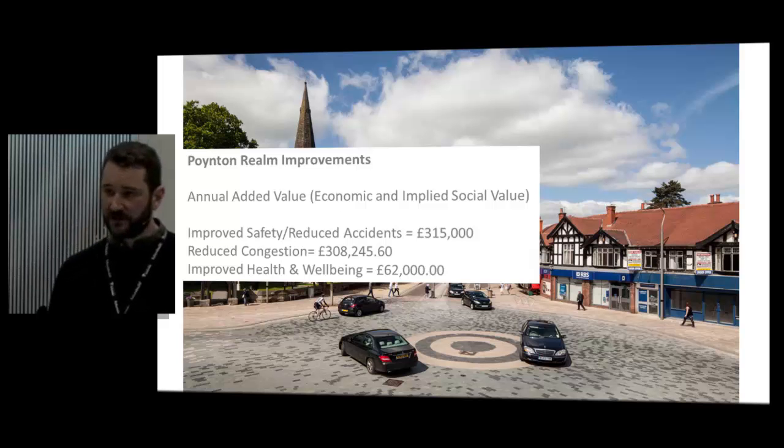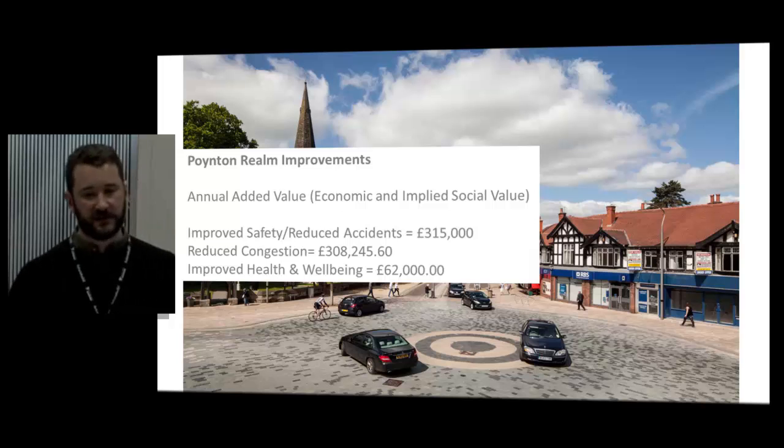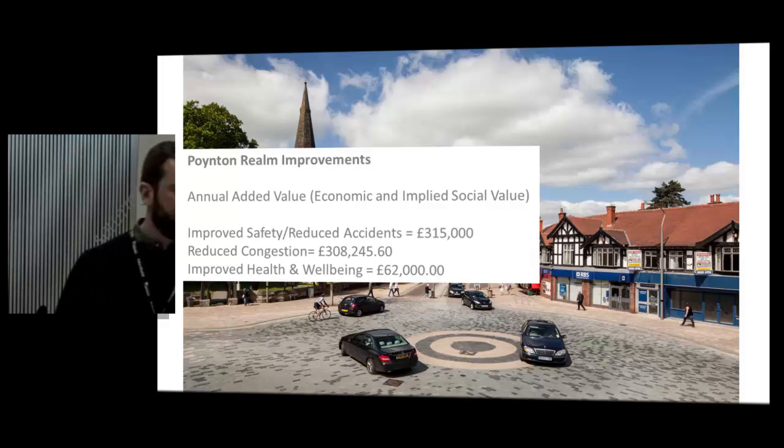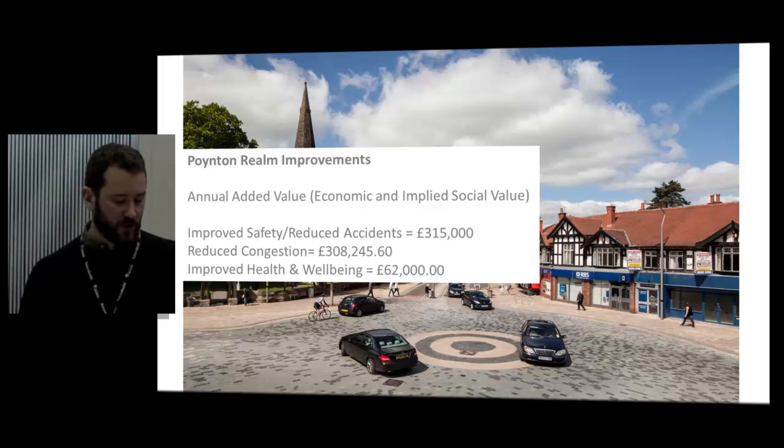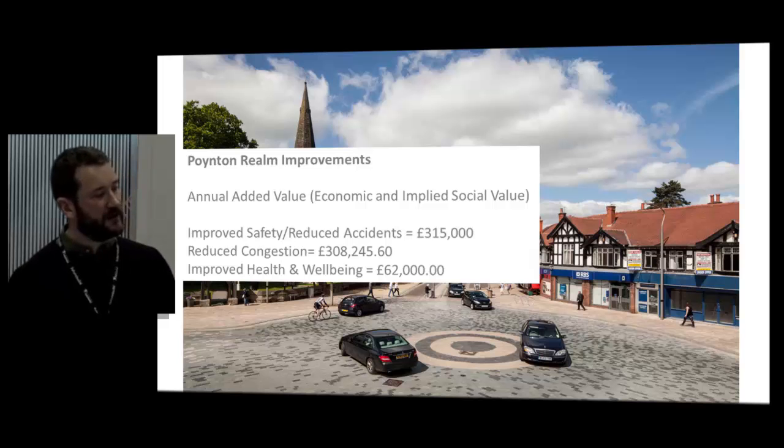The congestion reduced. So we took out the traffic signals. The modelling said it would never work. It does work, and it's actually less congestion now. Everyone's moving through it at a much slower speed, but it's continuous movement. And improved health and well-being. There's much more walking and cycling, people out in the streets, and the benefit of that in terms of the impact on the NHS has been monetised, as shown there.